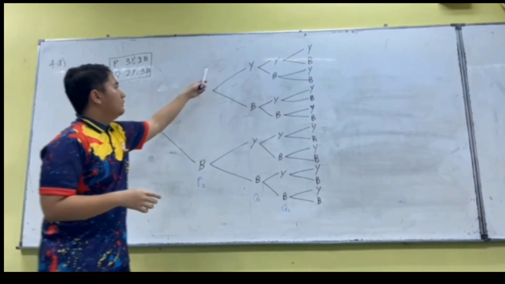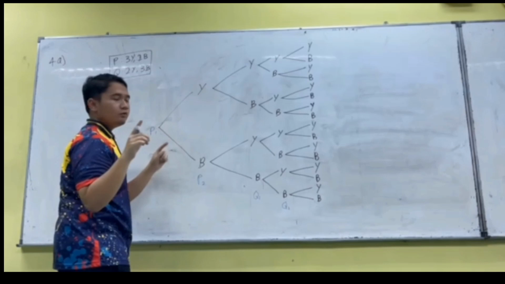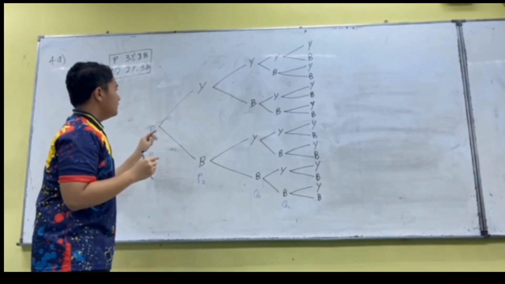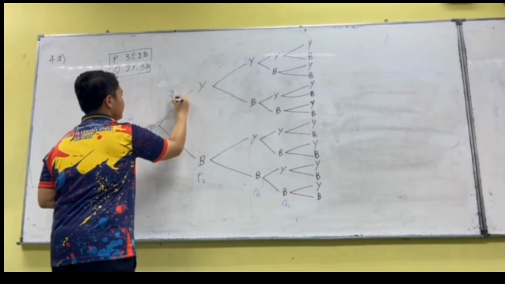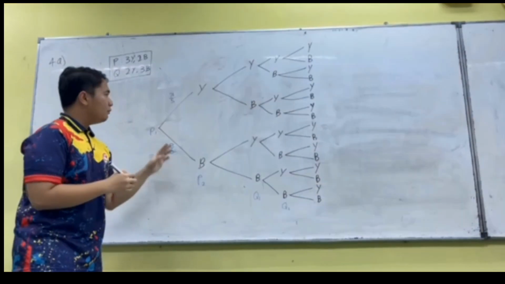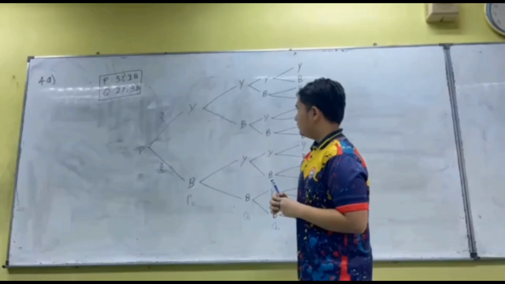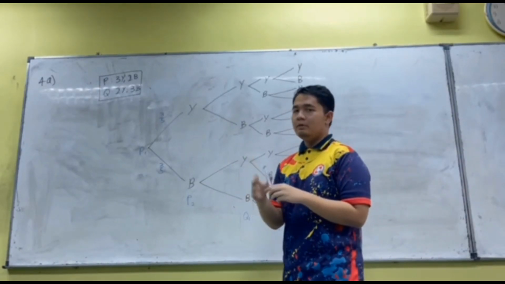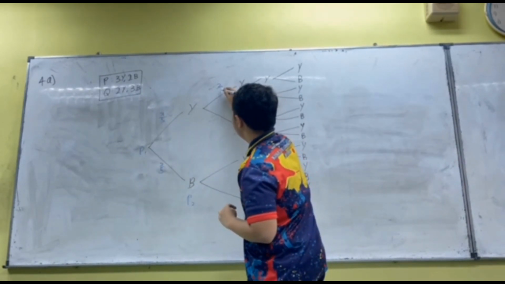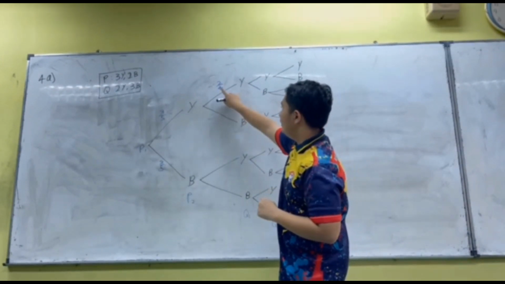We need to fill these branches with their probabilities. So, we want to take 1 yellow from the first P bag. P contains 3 yellow and 2 black, which means the probabilities will be 3 over 5, and then this will be 2 over 5. Make sure that when we add them, they equal 1. Then, the second time we take a marble, the numerator will be 2 because we already took 1 the first time, and we divide by 4 because we already picked 1 and put it into Q. That's why it's 2 over 4.